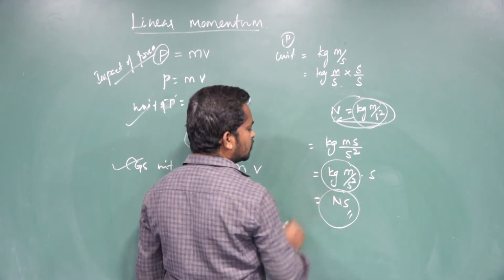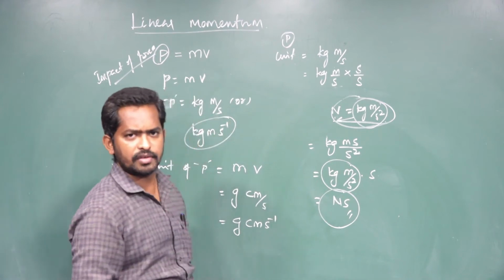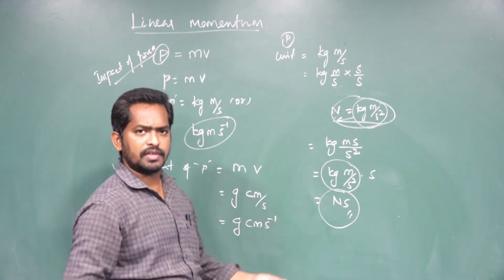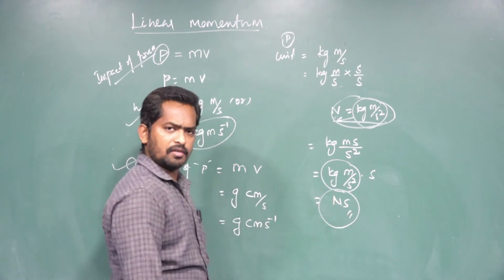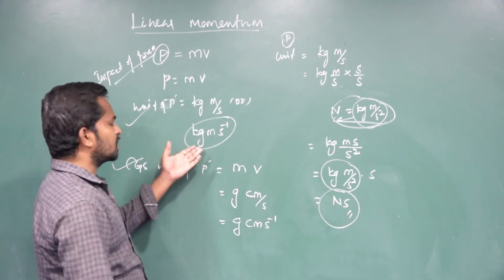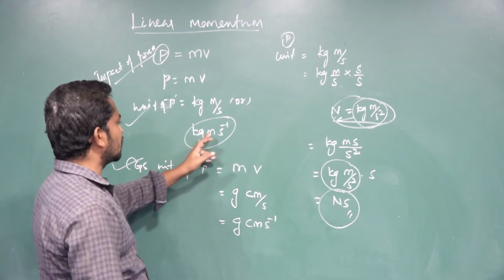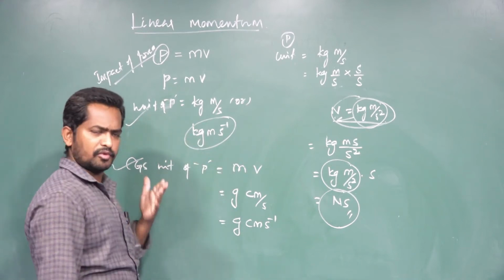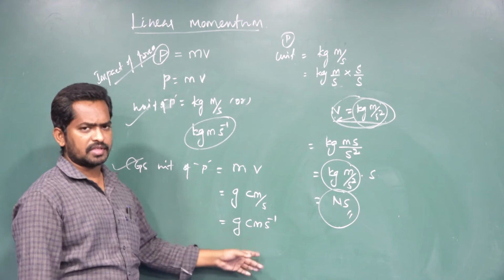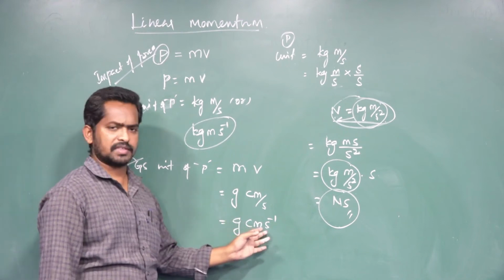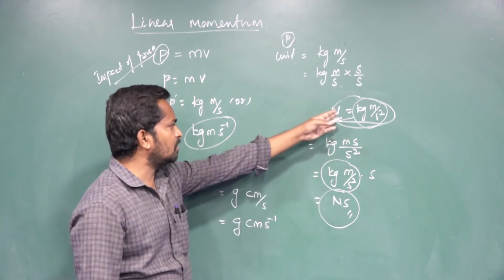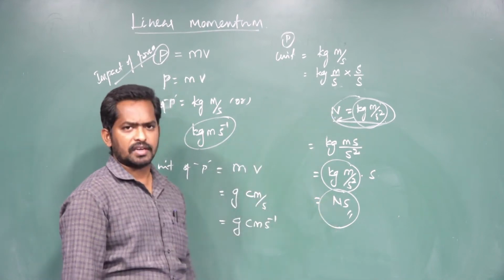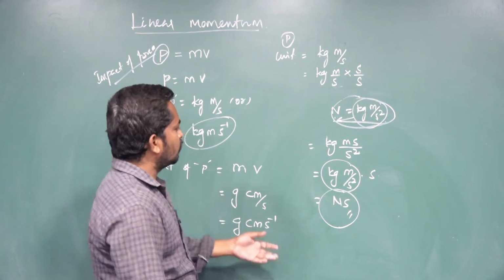So this is another unit of momentum, an equivalent unit of momentum. What is the equivalent unit of momentum? Newton second is the equivalent unit of momentum. The SI unit or MKS unit is kilogram meter per second. The CGS unit of momentum is gram centimeter per second, or g cm s^-1. The equivalent unit of momentum based on force is Newton second.